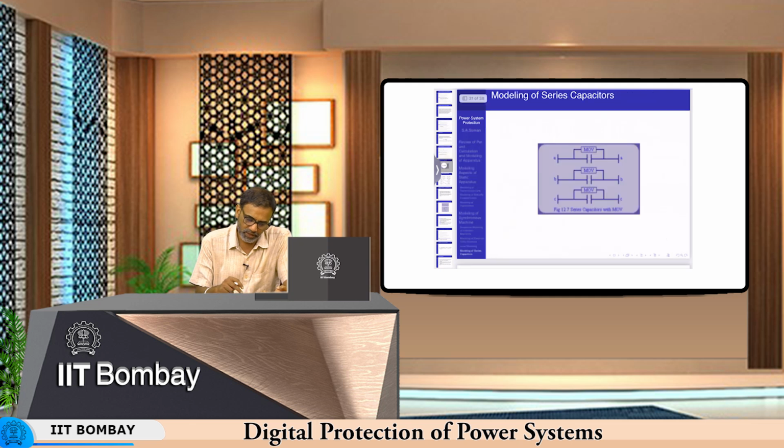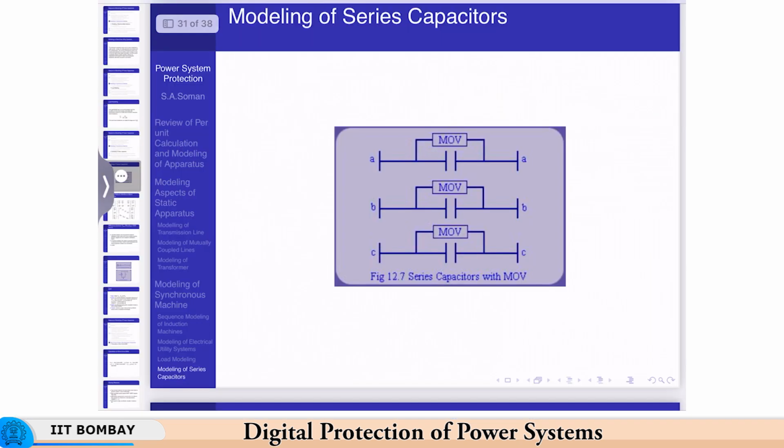After that, one network element which is a bit tricky to handle is the series capacitors. What happens is, because of the flow of fault current, which could be very high, the capacitors could get damaged. So, in parallel with the capacitor, usually some protective device is provided.